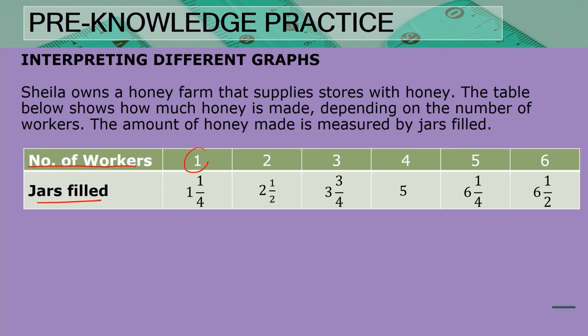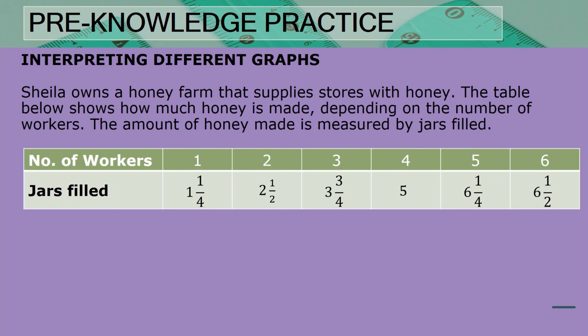So if we have 1 worker, then we have 1 1/4 jars filled. And when we have 2 workers, then we have 2 1/2 jars filled. So that is how it works over there.